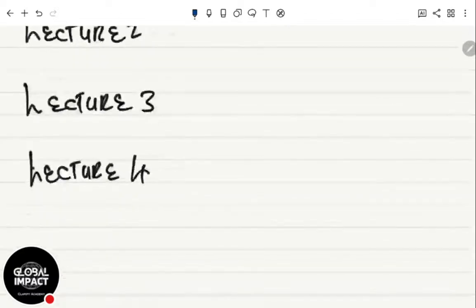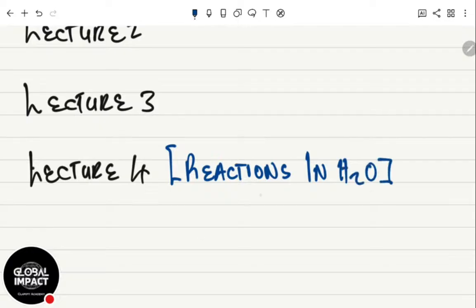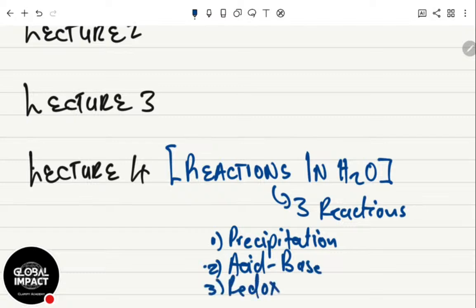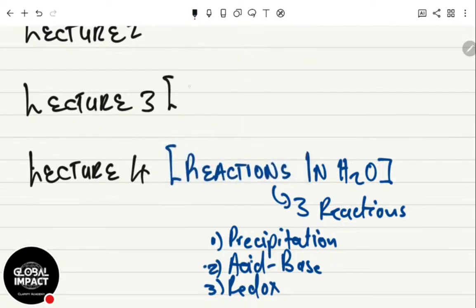Going back to front, lecture 4 is just reactions in aqueous solution, which means reactions in water, H2O. And we only have to know 3 reactions that are in aqueous solution. One is precipitation, which I'm not starting with because I did it a lot. Two is acid-base. Then for 3 we have redox. I'm going to start with naming for this one, but I just want you to see the picture of everything.